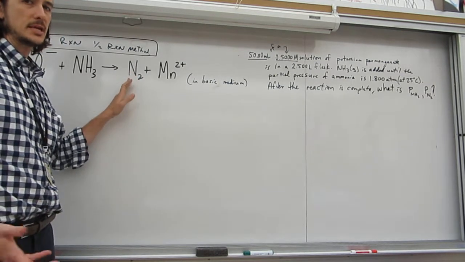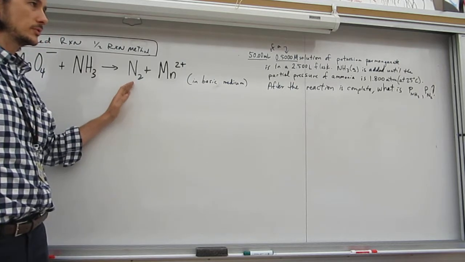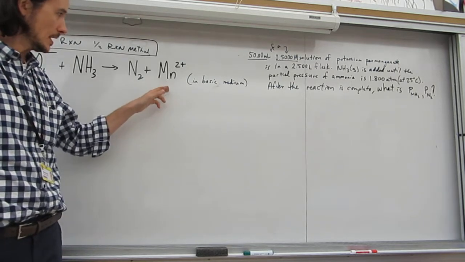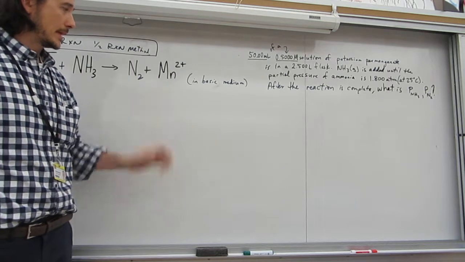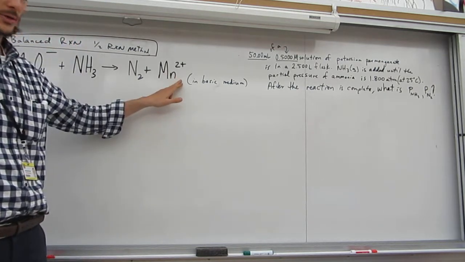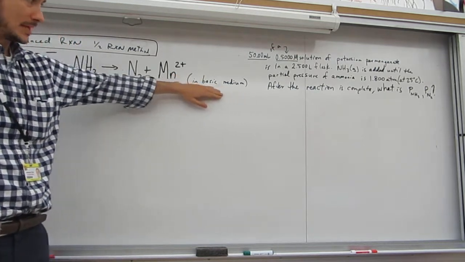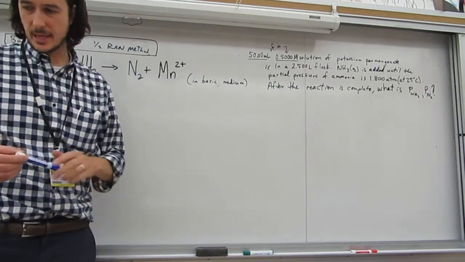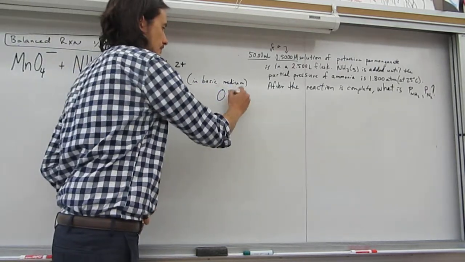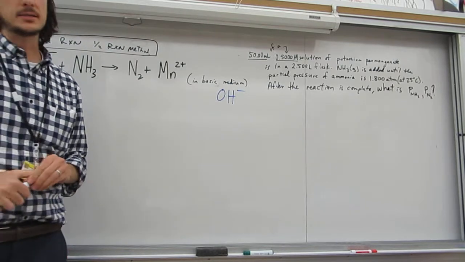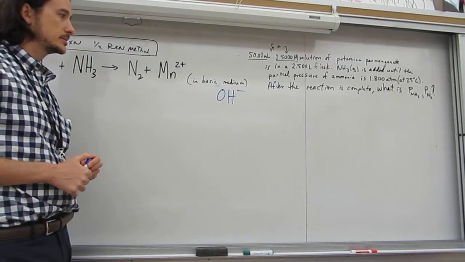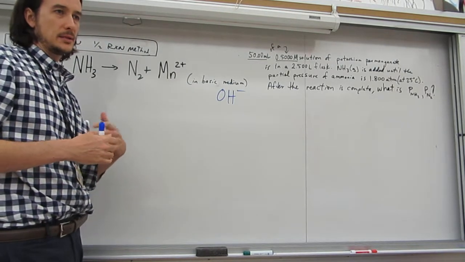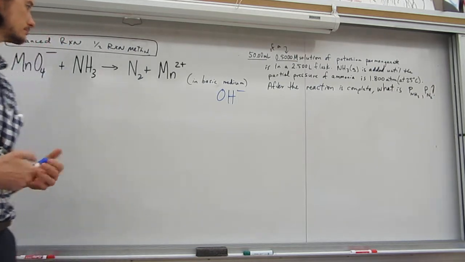For nitrogen, it is accurate. Nitrogen is not going to dissolve in water very well. And then we'll have manganese ions, but this should be aqueous as well. And this is all happening in a basic medium. So when you see that, you should recognize that you're going to be using hydroxide as your ion to balance the charges. So let's go through this.